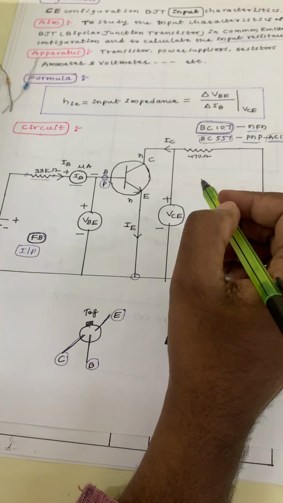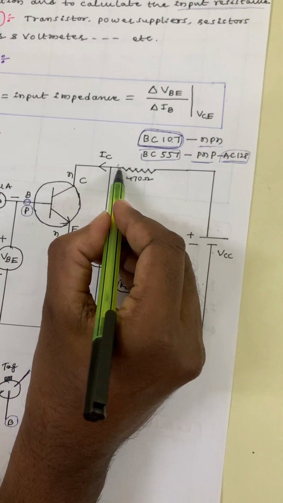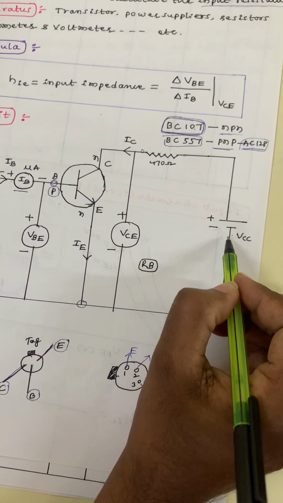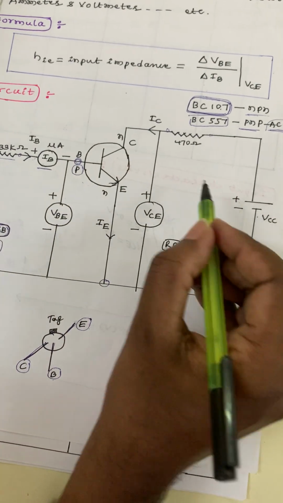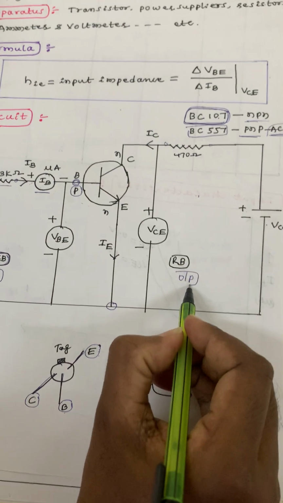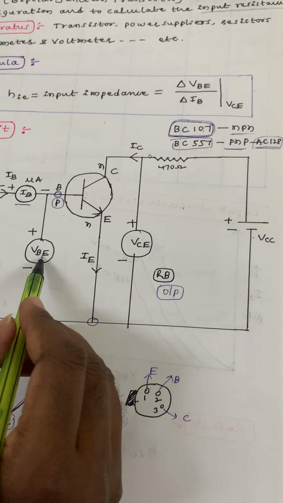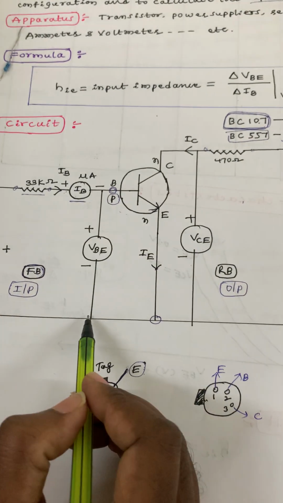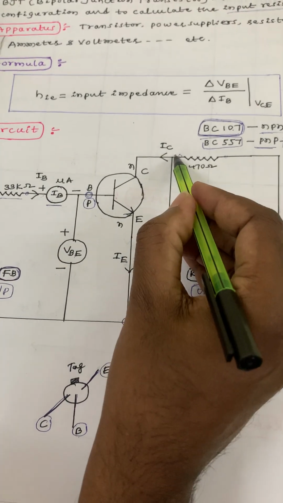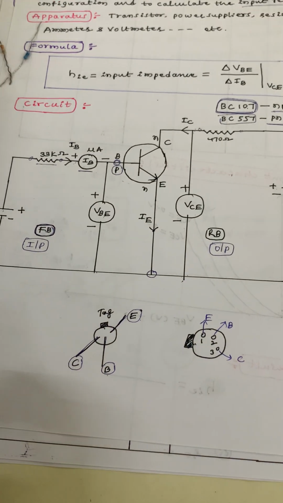Now for the output, you are able to see the 470 ohm resistor you have to keep connected at one end, and the other end you have to give to the other power supply, positive and negative. This is the reverse bias. The output terminal you always have to connect to reverse bias. For input voltage purpose, we have to connect the VBE between the ground and base. For output voltage purpose, we have to connect the VCE between the ground and collector.